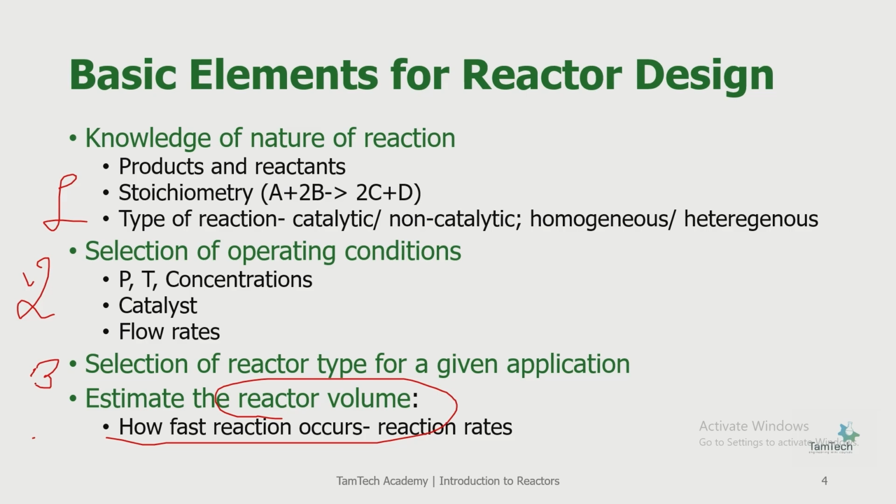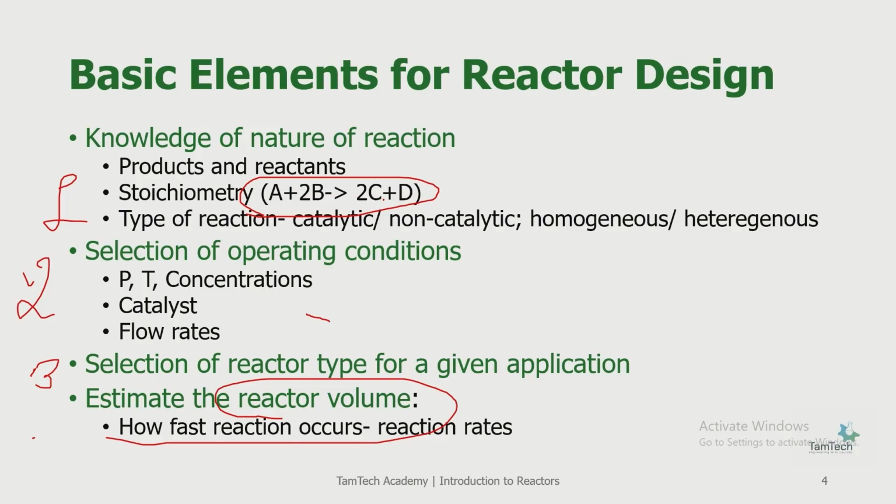Let's start with the first main element: knowledge of the nature of the reaction. That's the typical reaction that I gave you in our first slide: A plus B will give you C plus D. So here you need to know first of all what your typical reactants for the process are. A and B here are your reactants. C and D are your products.